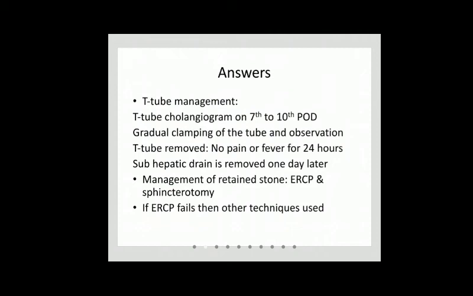So now, what are the comorbid conditions that may develop in patient with obstructive jaundice? And how can we manage this?